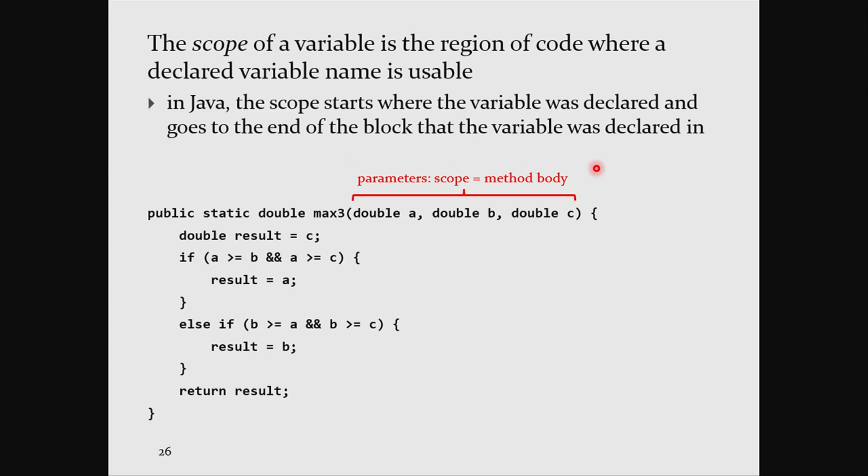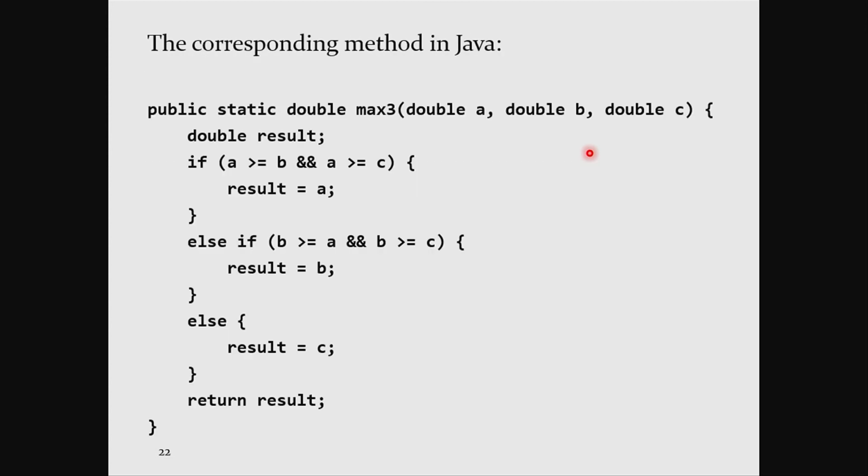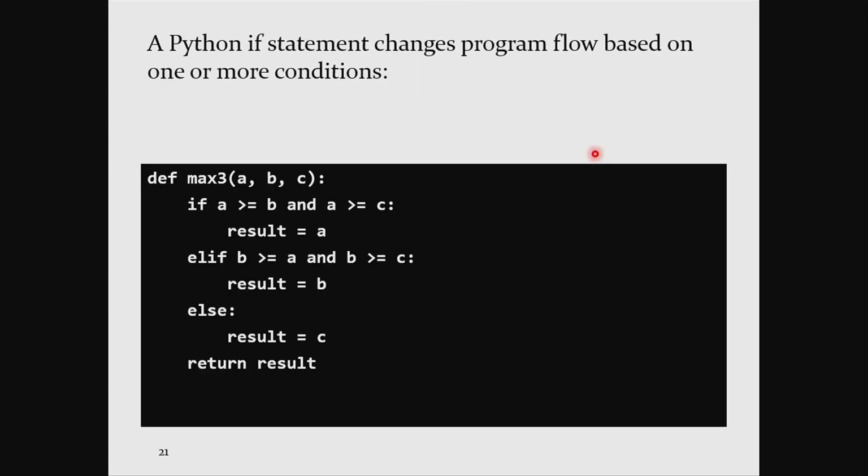Now, if I go back a few slides here. In Python, you never have to declare a variable. You don't have to declare a variable like you do in Java. I can just write result equals A, result equals B, and result equals C here. I don't need at the top to say result equals 0 or something like that. This works fine in Python because Python's interpreted.